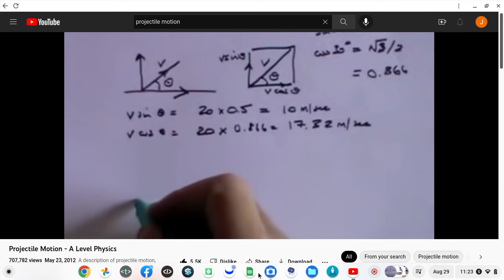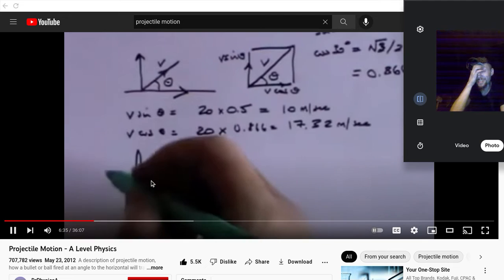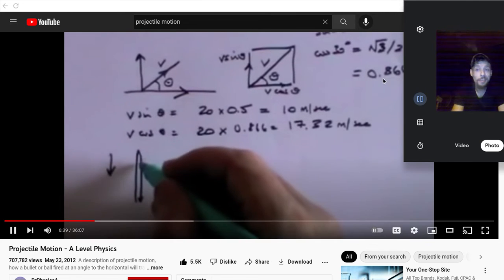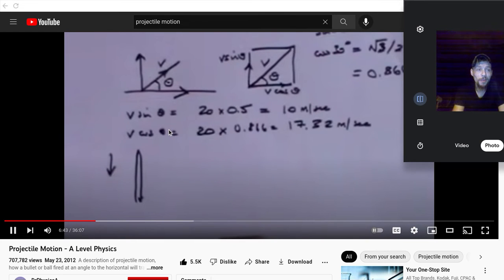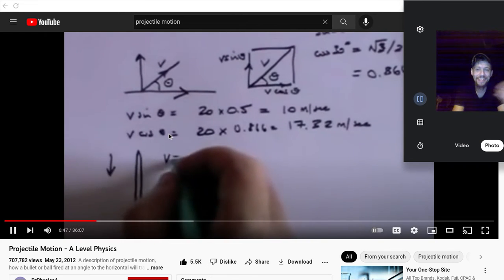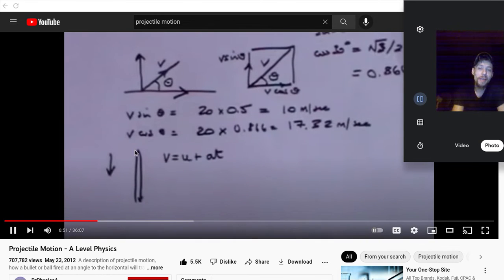Well, the vertical component is just going to go up and back down again. Because gravity is acting in this direction, the ball will slow, and then it will pick up speed and come back down again. The question is, how long does it take to do that? For that, we need the formula V equals U plus AT. You'll find these formulae in my video on classical mechanics.